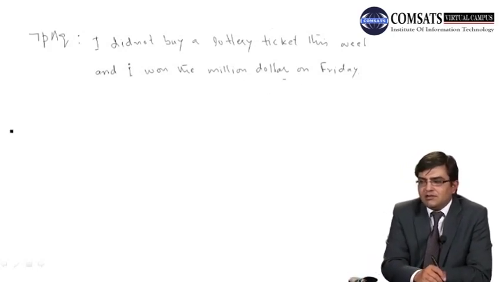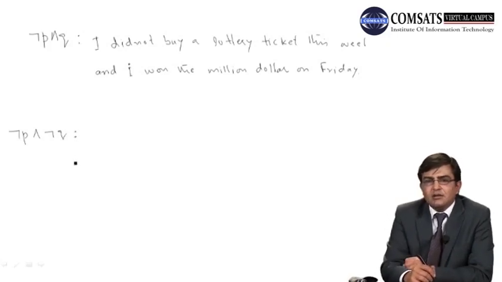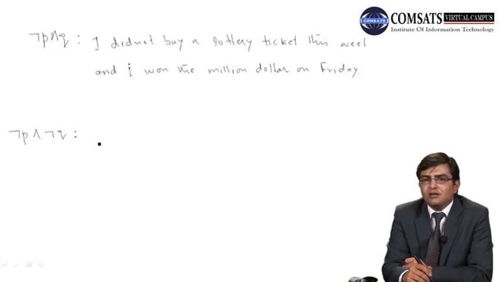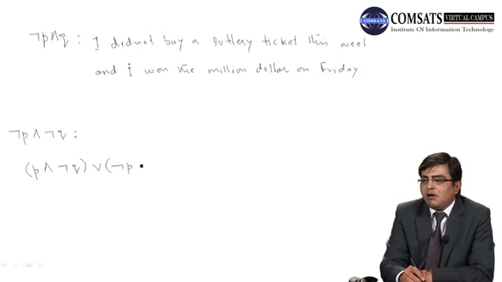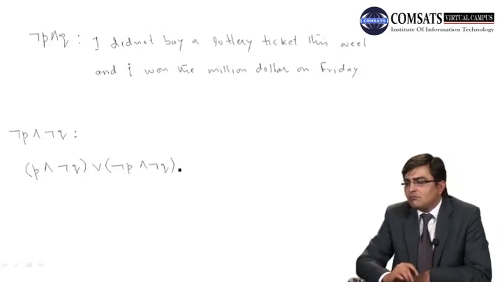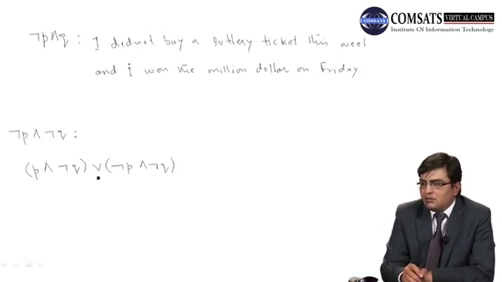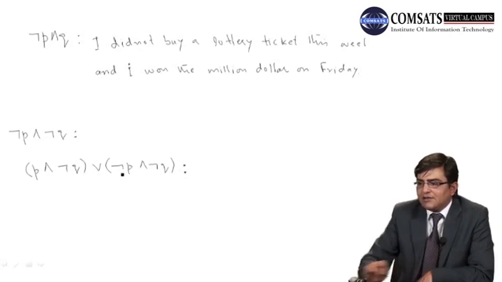Another example, if you take this not P and not Q, what will be the simple statement corresponding to this logical expression? It will be I didn't buy a lottery ticket this week and I didn't win the $1 million on Friday. So this is the corresponding English statement of this logical expression. Similarly, there are many possibilities. If we have P and not Q, or not P and not Q, what is the corresponding English statement of this logical expression?